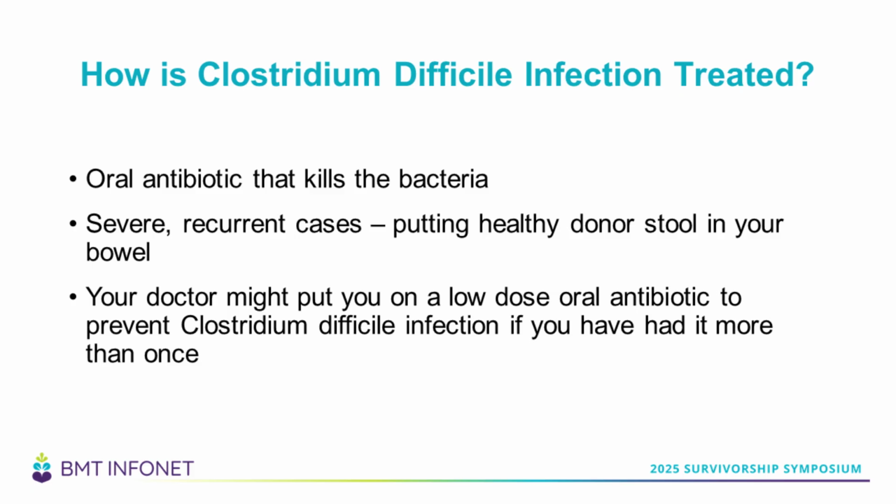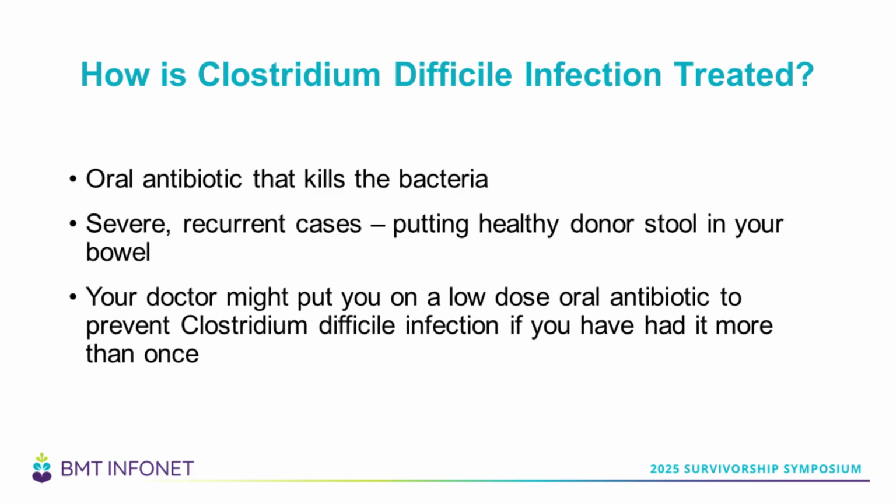So how is Clostridium difficile treated? You would be given an oral antibiotic that kills the bacteria, and the treatment duration can vary, meaning how long you're treated. Usually the first time is 10 days, but if you have recurrent episodes, you might receive longer treatment courses with antibiotic therapy.